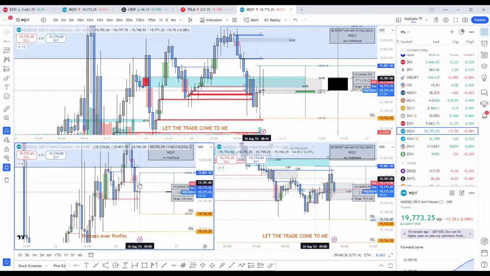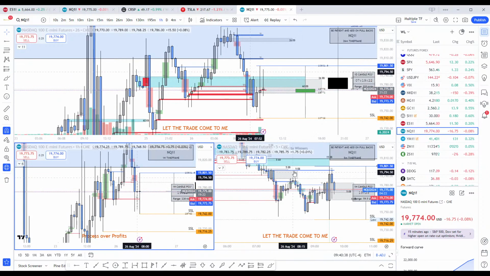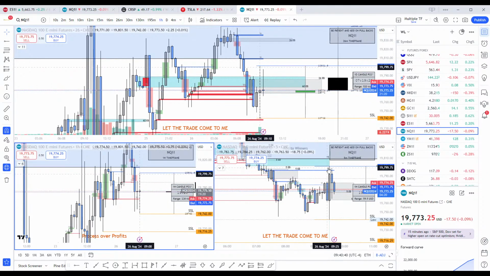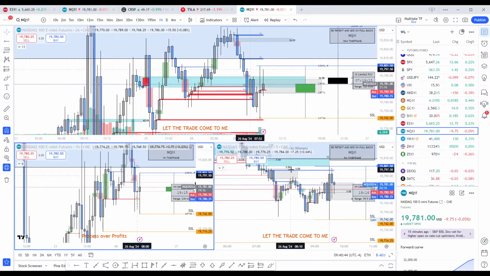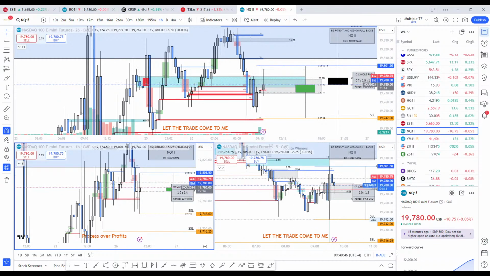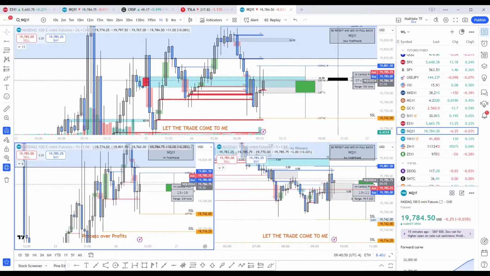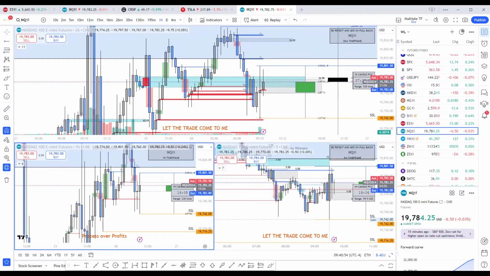19 minutes left. We're currently getting a rejection off the hourly fair value gap range, also paired with the 15-minute equilibrium block, also paired with the 5-minute equilibrium block. Notice how this 5-minute equilibrium block paired with the volume imbalance, we have yet to see a body close above that range. Looking at the lower time frames, the 3-second chart, we could potentially see expansion back to the upside here off of this order block.